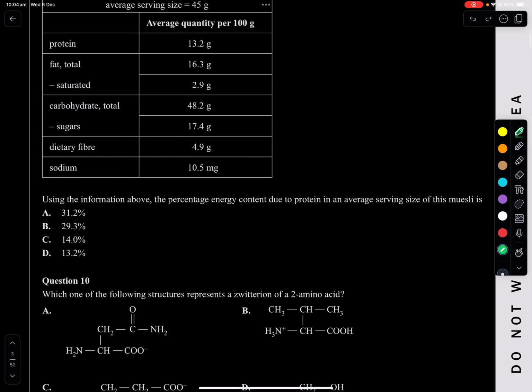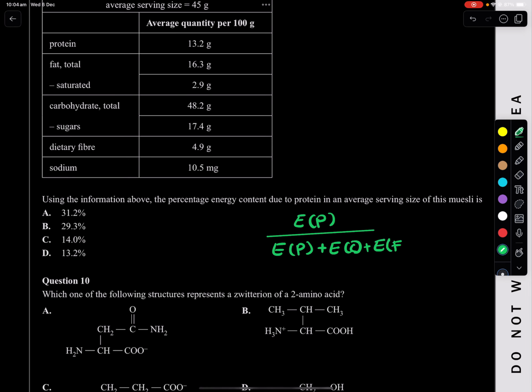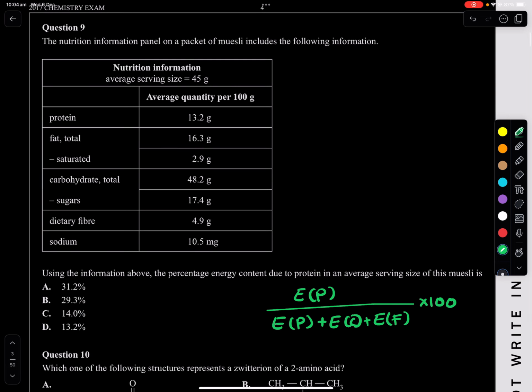Okay, that's not too bad. So we want the energy of the protein, all divided by the total energy, which is the energy of the protein, plus the energy of the carbs, plus the energy of the fats. We only take those as our total energy, and then we multiply it by 100 to get the percentage. It says in the average serving size, but it really doesn't matter. You can take 45, and in terms of percentage you'll still get the same answer. So I'm just going to use the 100 grams.